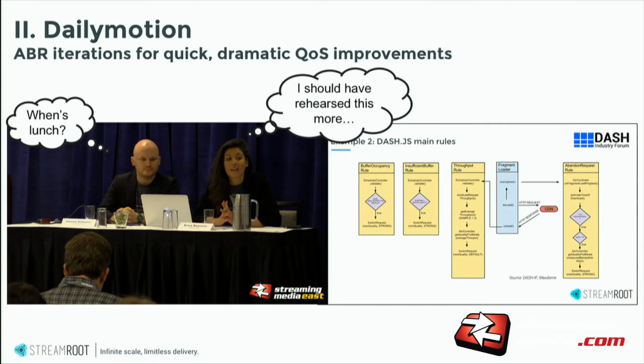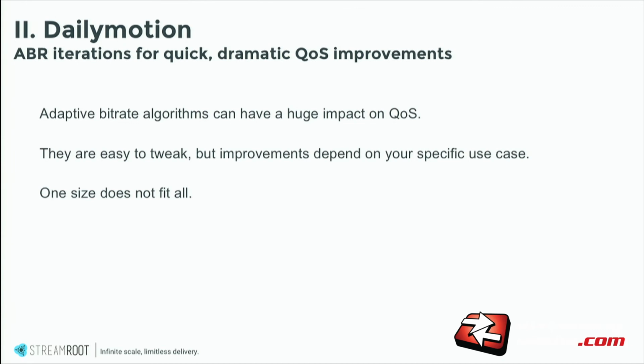So the experiment that they did was actually inspired by a presentation that we gave last May for Streaming Media East, where we talked about how adaptive bitrate algorithms work and how they are an extremely important and often neglected part of the workflow, and that they can have a very material impact on quality of service.